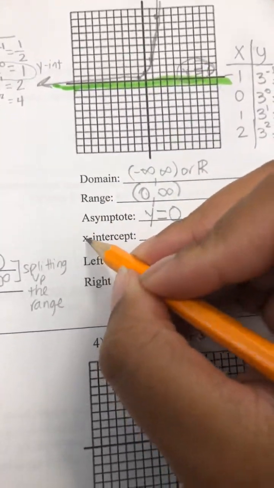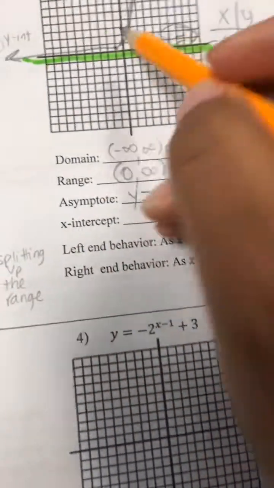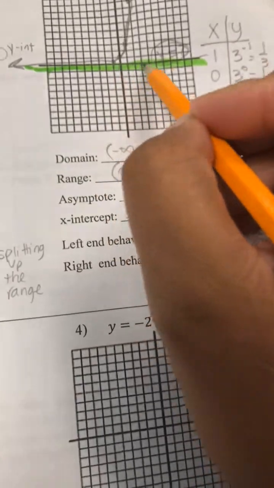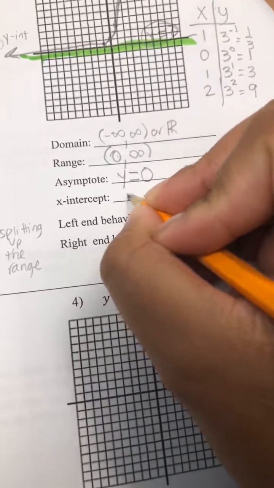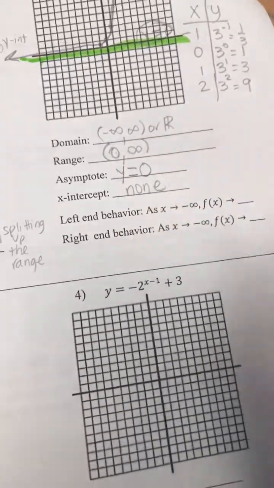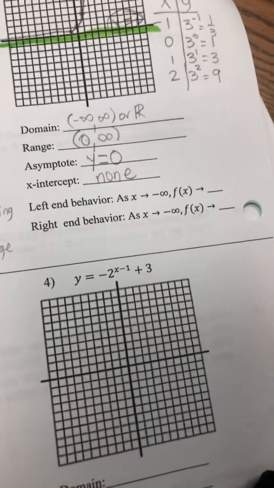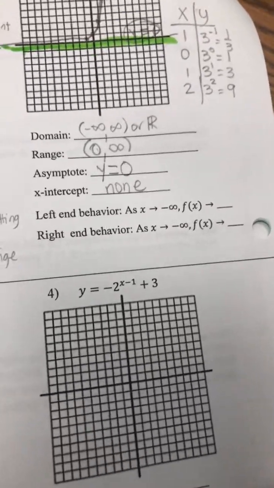Now, here's a different one, the x-intercept, different from the y-intercept. X-intercept is where does it cross the x-axis? Well, if you notice, it never does. So we would say none, N-A, whatever you guys want to put down. Well, don't put X. Don't do that.